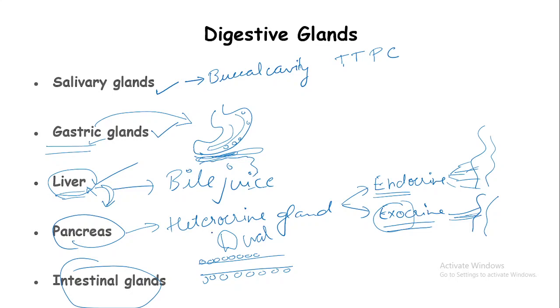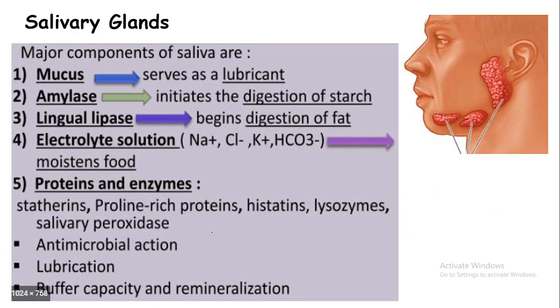By saying so, we need to just quickly look at the different glands: salivary glands, gastric glands, liver, pancreas, and intestinal glands. Further, we shall be looking at what these glands produce, what are the functions of whatever they produce, and ultimately how they help in the process of digestion. So just quickly look at all these 5 glands. Let's move ahead.